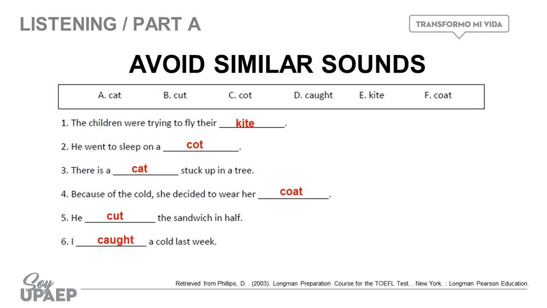Did you notice that options B, C, and D sound almost exactly the same? Caught, caught, caught. So it is important that you learn how to identify similar sounds. Remember, in short conversations in the TOEFL test, you should stay away from these sounds. You shouldn't answer any option that sounds similar to what the second speaker said.